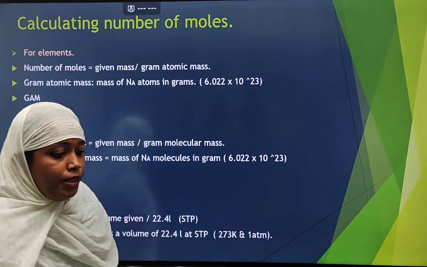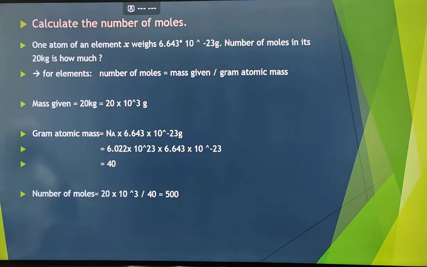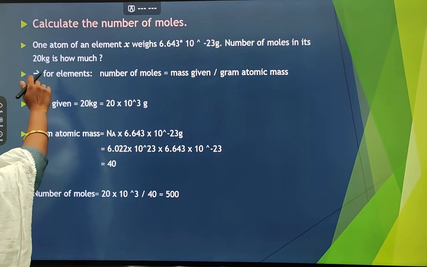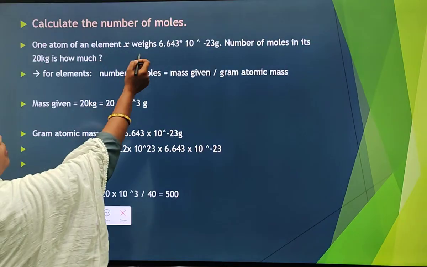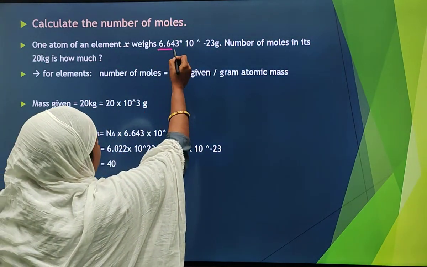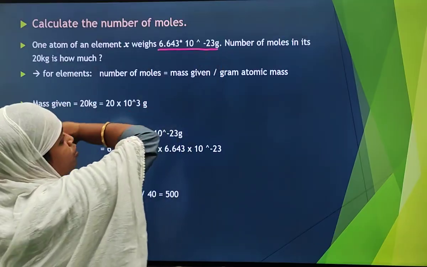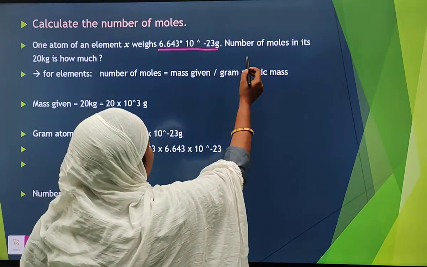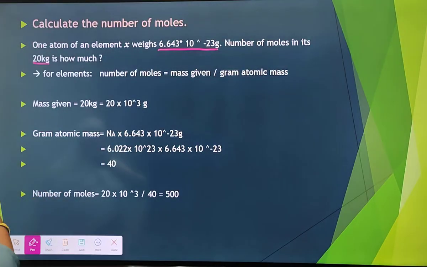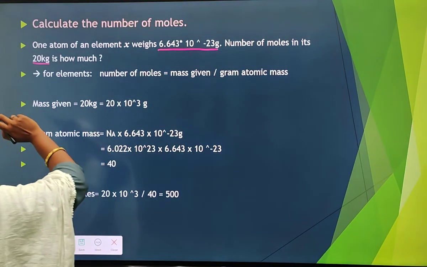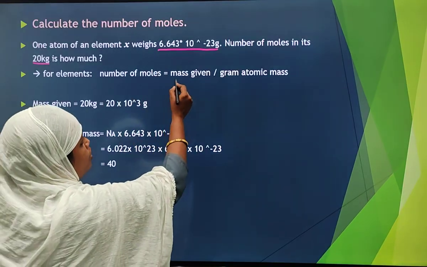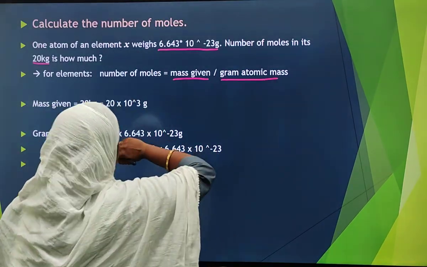Now we will move further to calculate. I have given an example to calculate the number of moles. The question reads: one atom of an element X weighs 6.643 into 10 raised to minus 23 grams. We have to calculate the number of moles in 20 kgs. For elements, have we seen in the previous slide what formula is there? Number of moles equals given mass upon gram atomic mass.